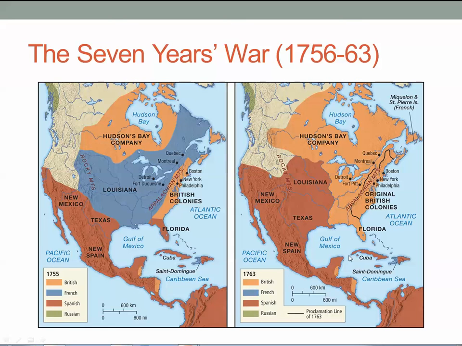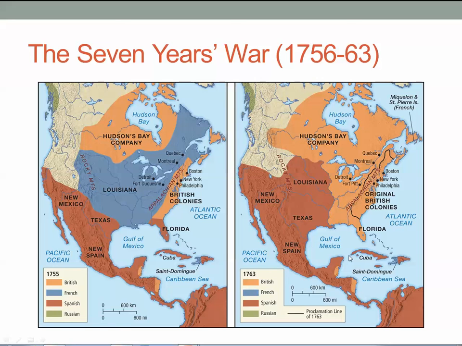This was a war mainly between France and Britain, and Prussia was an ally of Britain. A war over colonial possessions in North America and also over some territorial disputes in Europe. Fighting also happened in India, so this was considered a global war, perhaps the first global war.